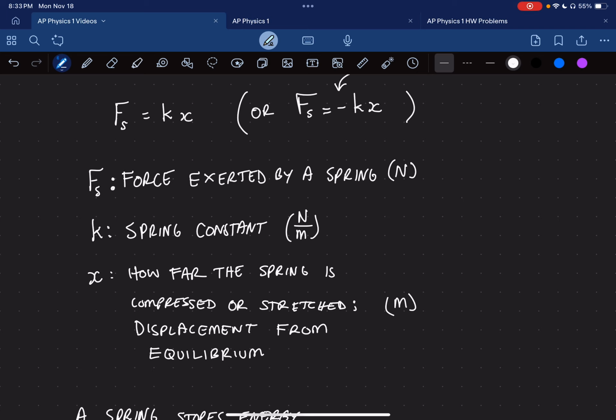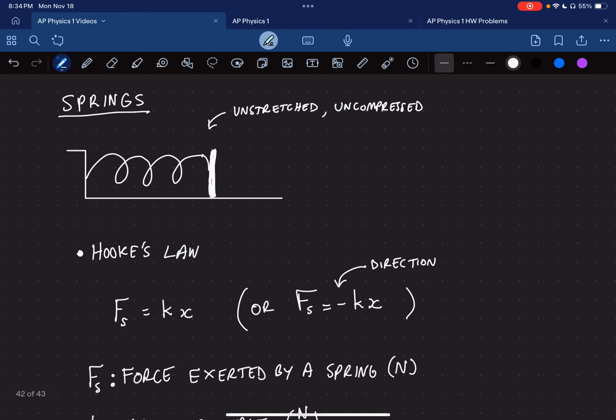That means for every meter that you compress it, that's how many newtons of force the spring is exerting. And x is how far the spring is compressed or stretched. In other words, the displacement from the equilibrium. That would be in meters. So if we take this spring that is uncompressed, unstretched, and we compress it, let's say, by a distance x, okay, that's the x that would go in this equation here, and the spring constant is a constant for any particular spring. It has its own spring constant, and they vary. That number varies.